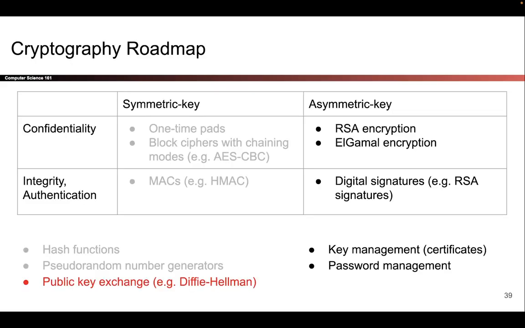That's the problem we are about to solve. In the cryptography roadmap, this isn't really any of those four boxes. We're not designing a scheme that provides confidentiality or integrity, but this is a necessary building block that we need to unlock all of those symmetric key schemes that we talked about, because all those schemes require Alice and Bob to share a key, and we are now going to design a scheme that actually allows them to securely share a key.